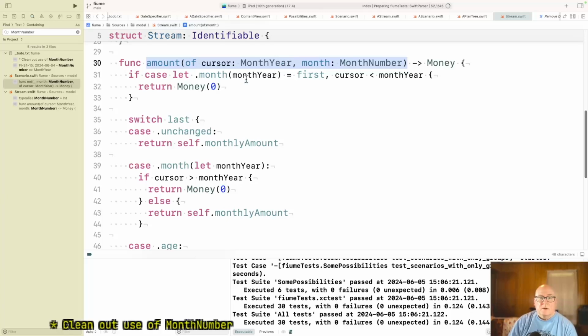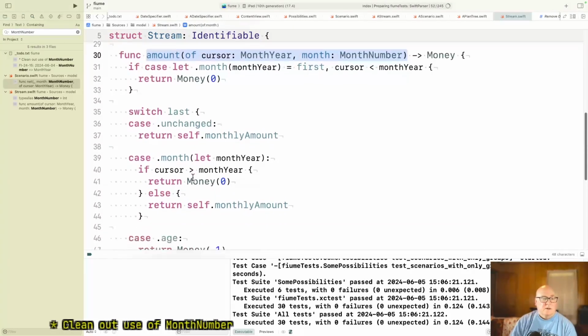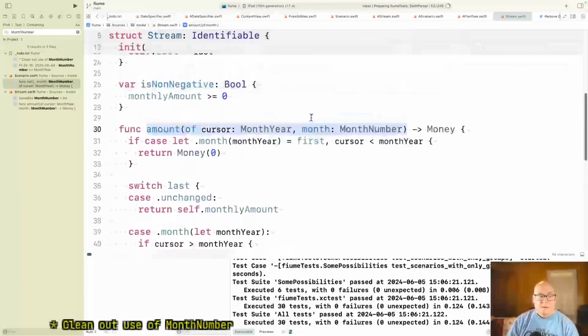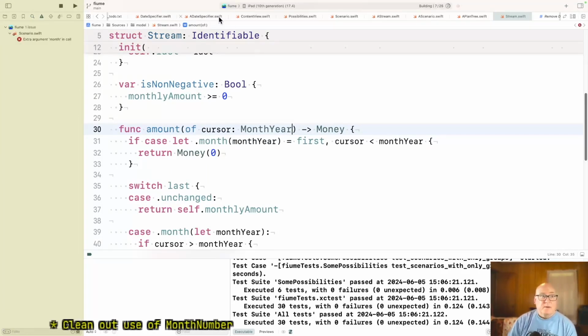Okay, so we're using cursor, but not month. So I'm going to take this argument out. There are a number of places that will complain. First scenario.